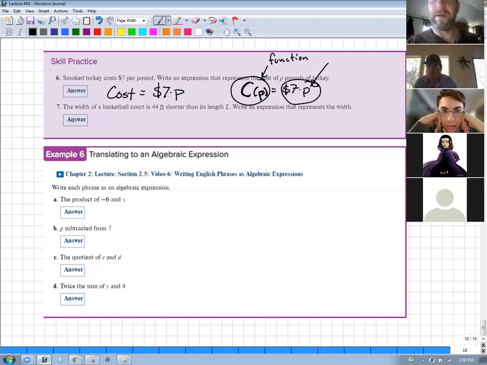Okay. So number 7 here: the width of a basketball court, I'm going to call that W, is 44 feet shorter than its length L. Write an expression that represents the width. I'll let W be the width. So it's 44 feet shorter than its length. So if we take the length and take away from that 44 feet, that gives us the width.